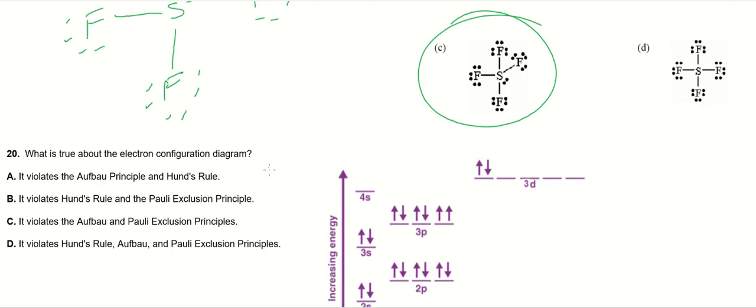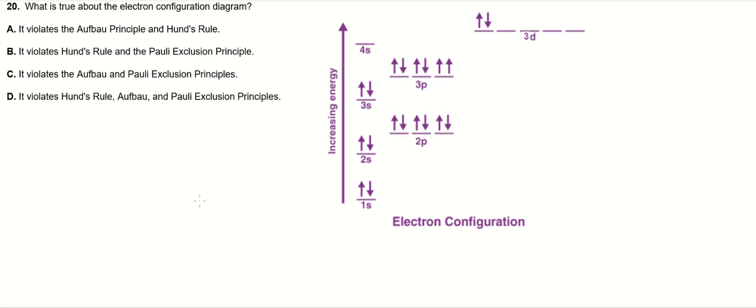Okay, number 20. What's wrong with this diagram? Everything's wrong. All right, those 2 need to go there. That's violating Aufbau's principle. This is violating Hund's rule because each electron needs to get their own orbital if they're in the same energy. And then that's violating Pauli's rule. So they're all being violated.